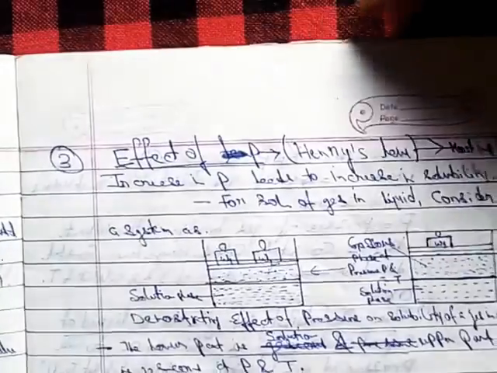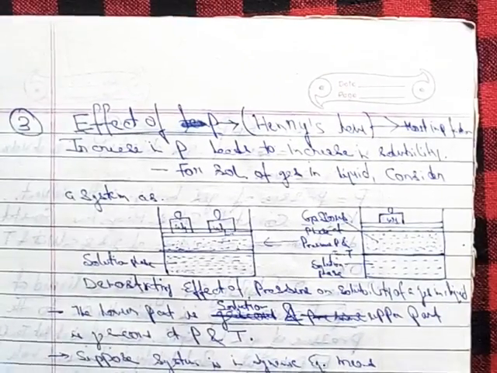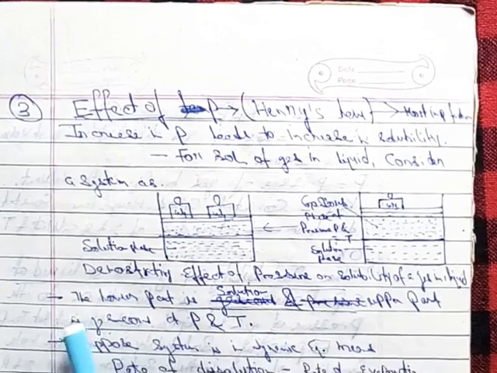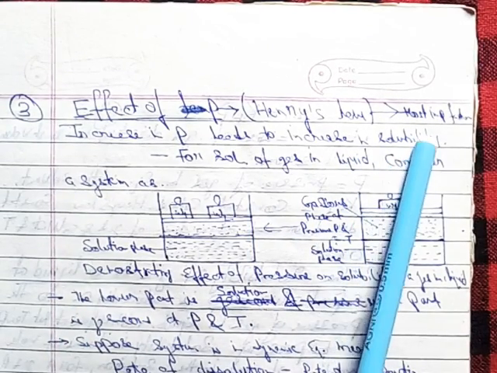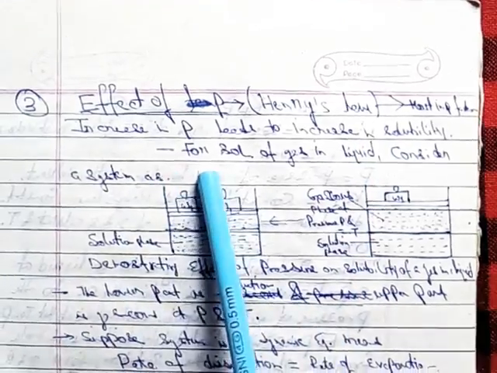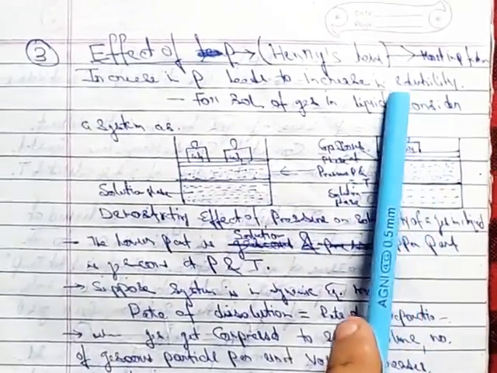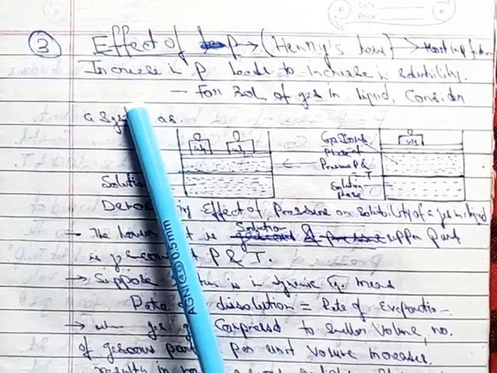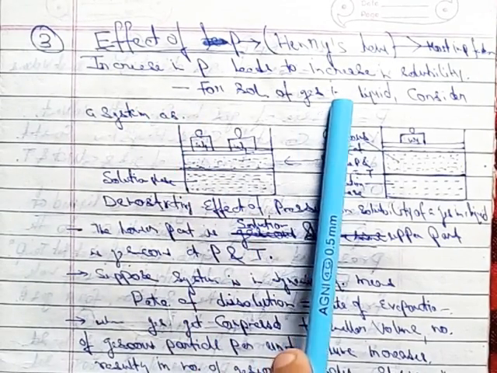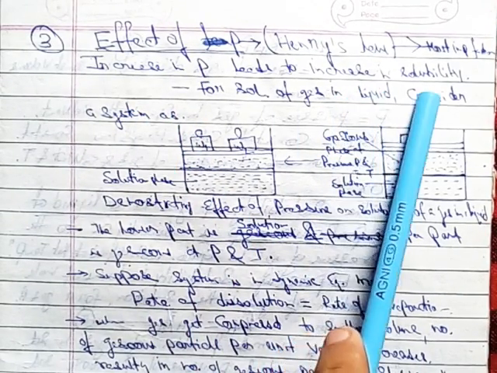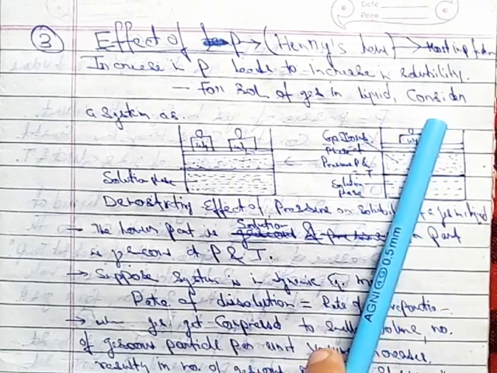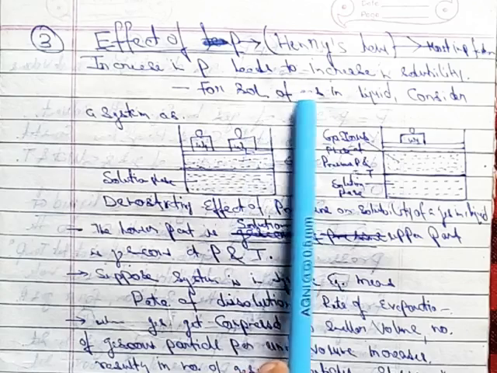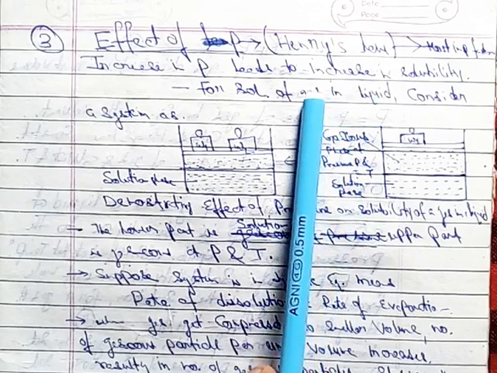Now we are proceeding towards the third effect, the effect of pressure. That effect is also called Henry's law, as Henry has given it. It is the most important factor. Increase in pressure leads to increase in solubility for a solution of gas in liquid. So with increase in pressure, the solubility of gases in liquid increases.